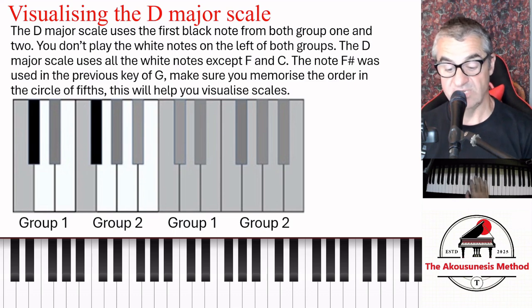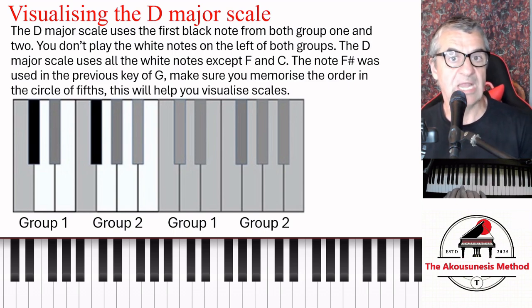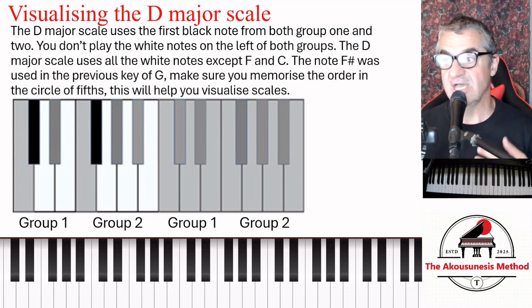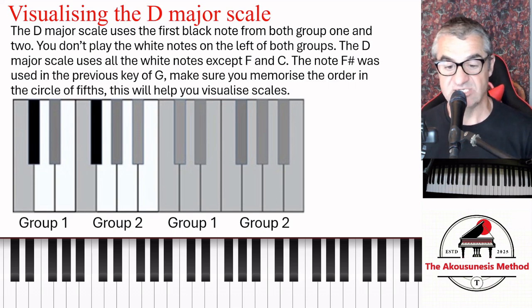So we start on D when we're playing the scale, but when we're visualizing it, we want to be able to find the notes quickly when we're playing. By creating different memory associations, we can find our scale much easier. So the first white note of each group, we don't play. And remember, because we're sharpening, going around the circle of fifths, we don't play the note on the left.